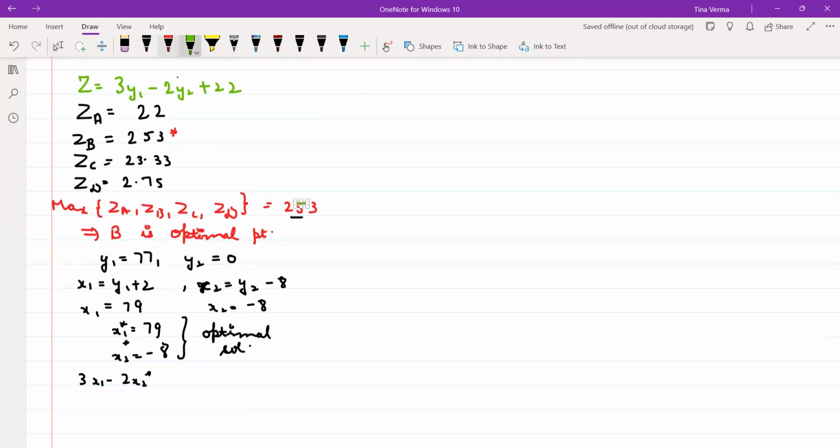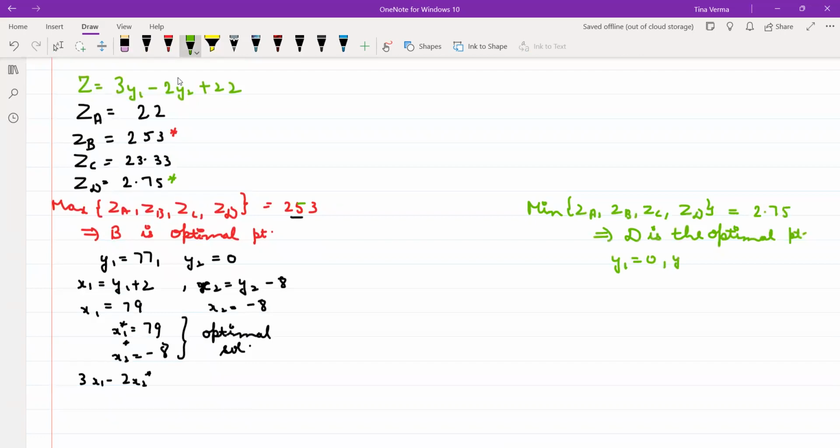Now the same question, if you have minimization case, what you do? You will find the minimum from ZA, ZB, ZC, ZD. Again, you can notice that this is my minimum value at D point. This is your 2.75, which is occurring at D point. So D is the optimal point, and D is nothing but my y1 is 0 and my y2 is 29/4.